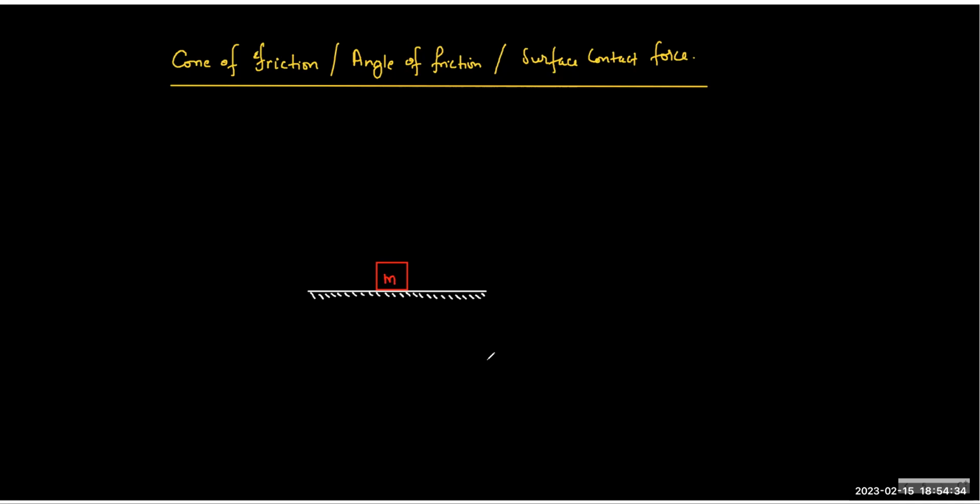So how many types of surface contact do we have? Two, normal and friction. Normal and friction. Do you all remember this?